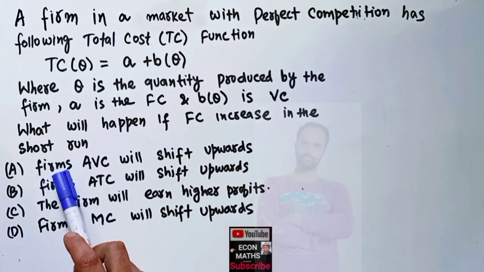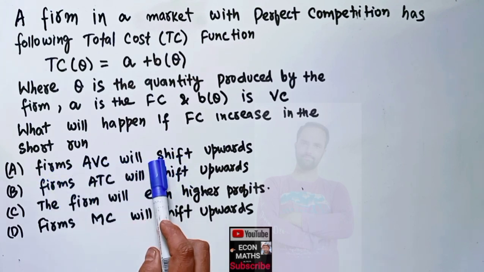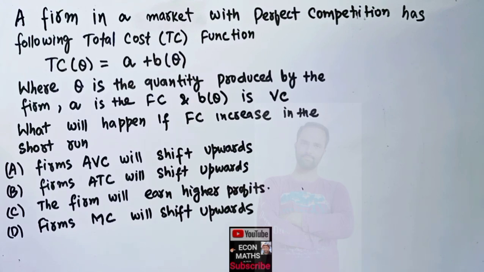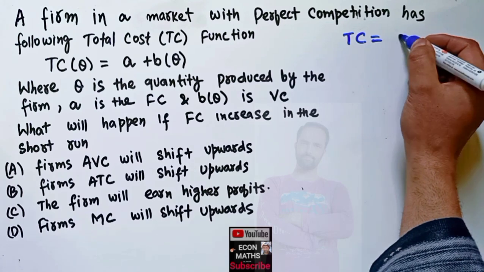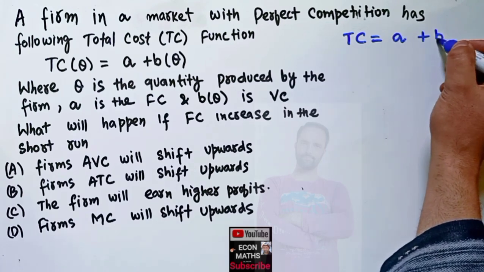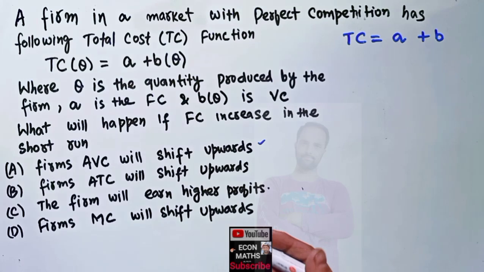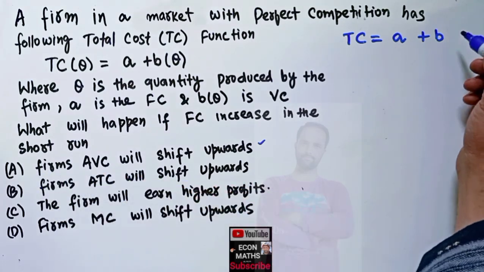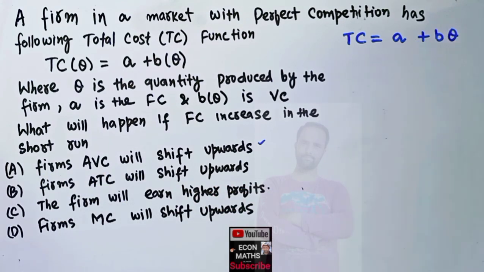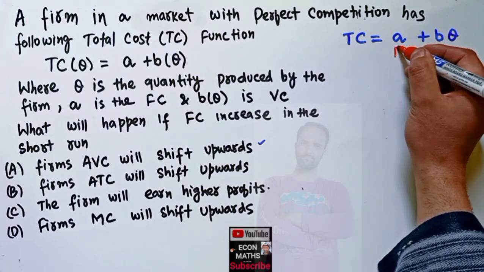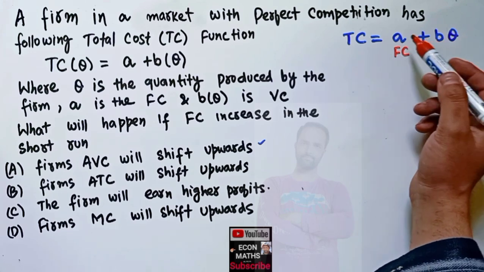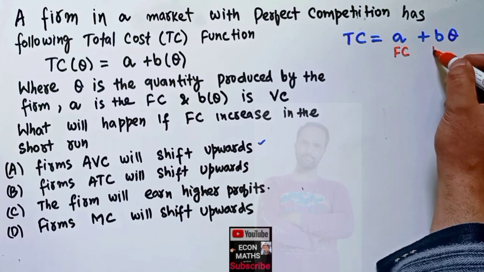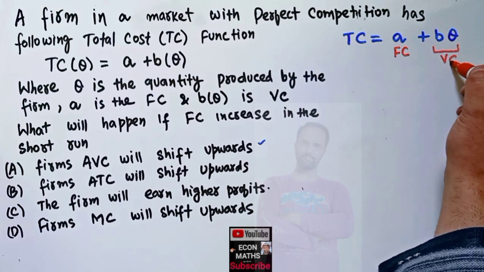The first option is: firm's average variable cost will shift upwards. Let us see here. We have total cost equal to A plus BQ. Now what is our fixed cost? Fixed cost is our A. That cost does not depend upon the level of output, so this is fixed cost, and this second term denotes the variable cost.